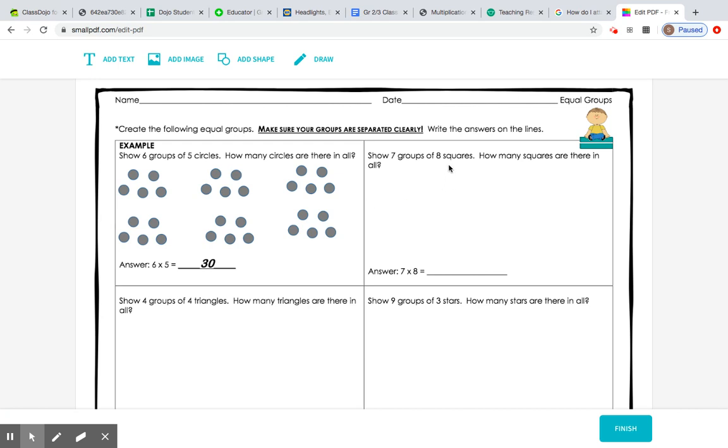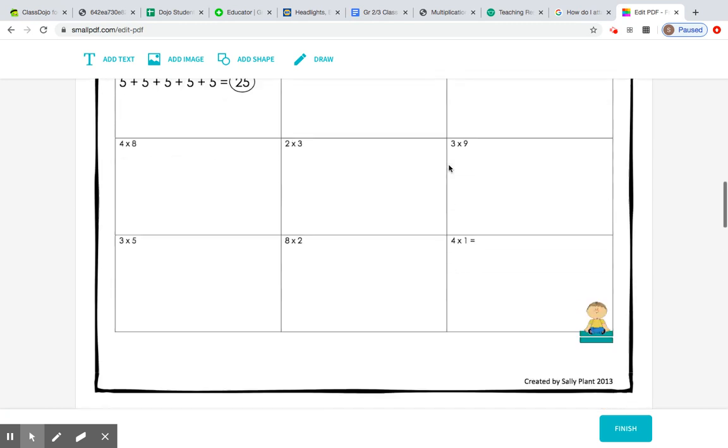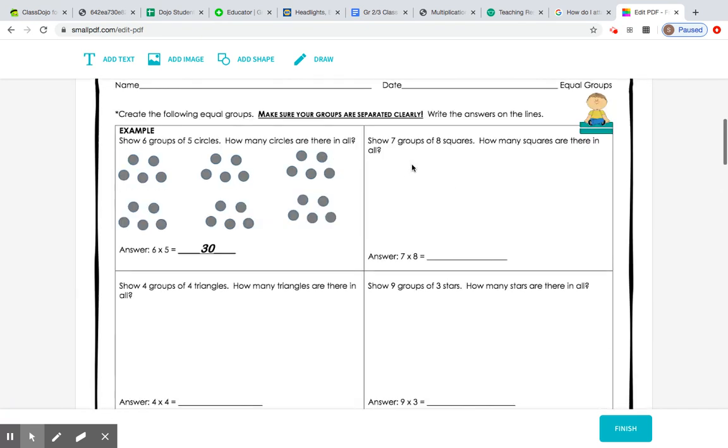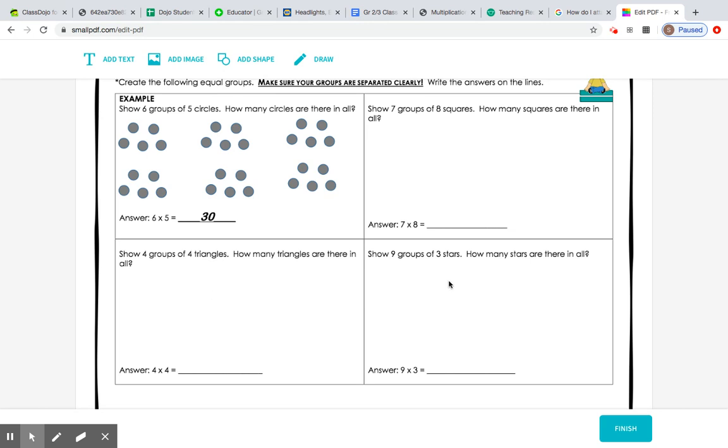All right, let's go to the next one. I'll do this one with you, and then you guys can do the rest on your own, because I know you can. All right, so show 7 groups of 8 squares. How many squares are there in all? So you need to make 7 groups, so you can represent it by making big circles and then put 8 squares into them. And then you need to solve 7 times 8, and you can do exactly what I did and skip count, or you can count up all of your squares in them. I'm not going to do it with you because there's only 3 that you have to do on your own, but that's what you need to do for each of them.